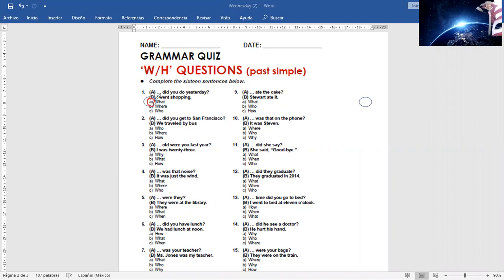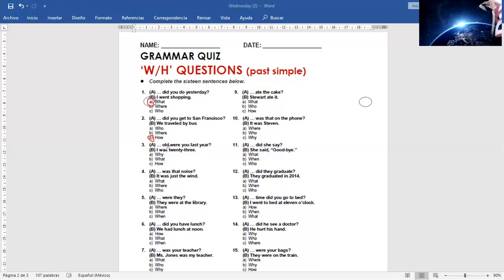What did you do yesterday? I went shopping. ¿Qué hiciste ayer? Fui de compras. Number two: who, where, or how did you get to San Francisco? Okay, so number two is how. How did you get to San Francisco? ¿Cómo llegaste a San Francisco? We traveled by bus. Viajamos por autobús.